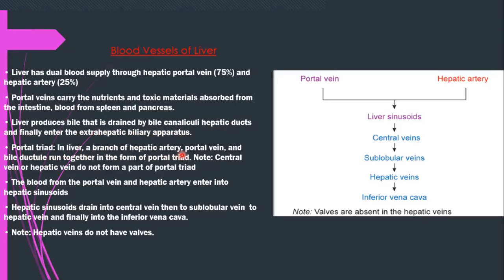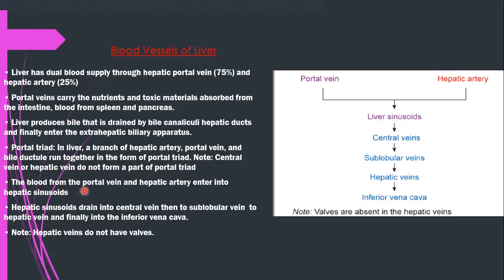In the liver, a branch of the hepatic artery, portal vein, and a bile ductule run together in the form of a portal triad. Triad means 3 in 1. So in that portal triad, there will be a branch of the hepatic artery, a branch from the portal vein, and a bile ductule. So central vein, please remember this, the central vein or hepatic vein does not form part of the portal triad. It is the hepatic artery and the portal vein, not the hepatic vein.